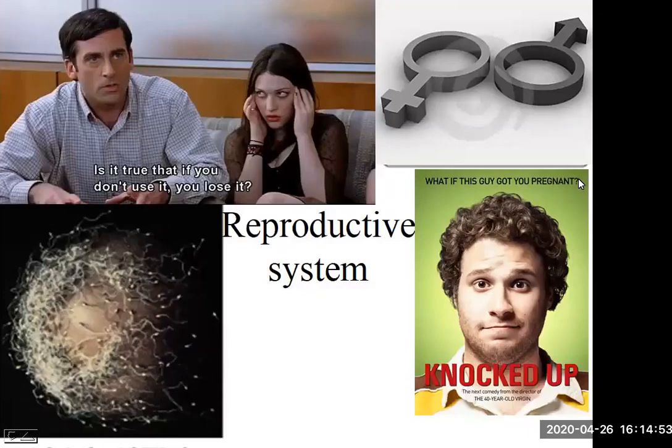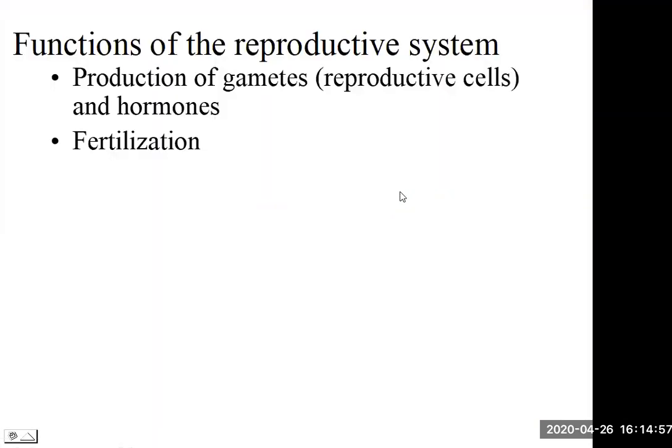We're moving into the reproductive system. Of course, the system allows us to create new life. And that's what we see here as the functions. There's production of a unique type of cell known as a gamete, also known as reproductive cells or sex cells.